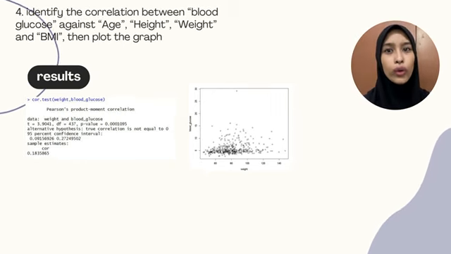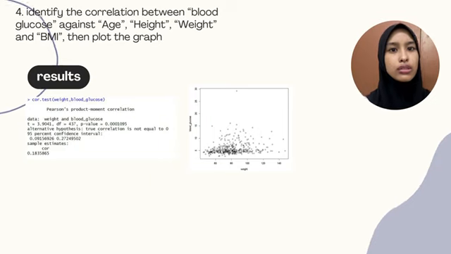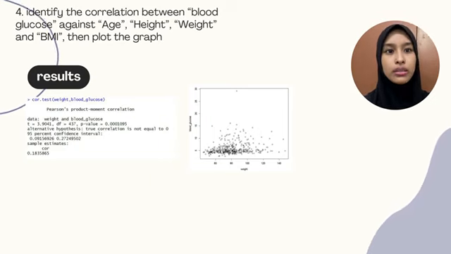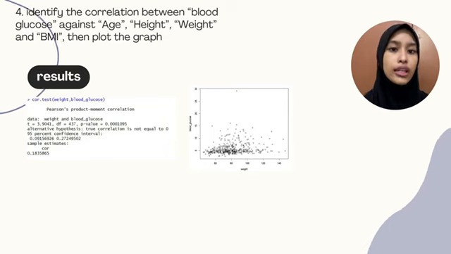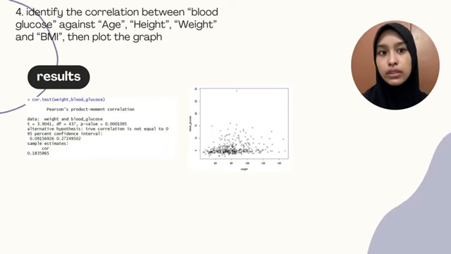Next, the interpretation for weight against blood glucose is that the correlation is positive and weak because R is equal to 0.1836. The p-value is very small, less than 0.001, meaning statistically significant, and the confidence interval does not include 0, which also confirms significance. Hence the conclusion is that there is a significant but weak positive correlation between weight and blood glucose, which also means that heavier individuals tend to have slightly higher glucose levels.